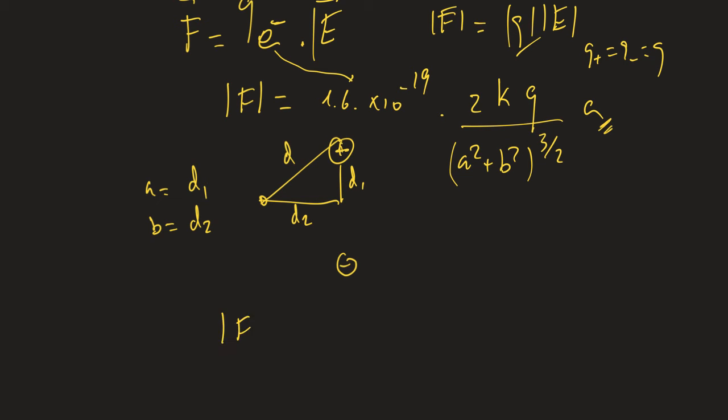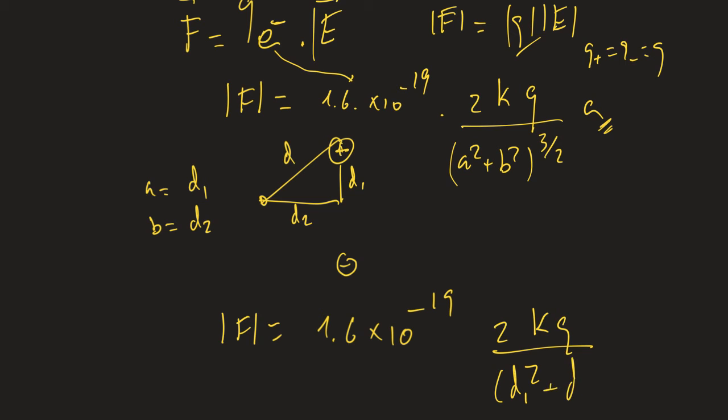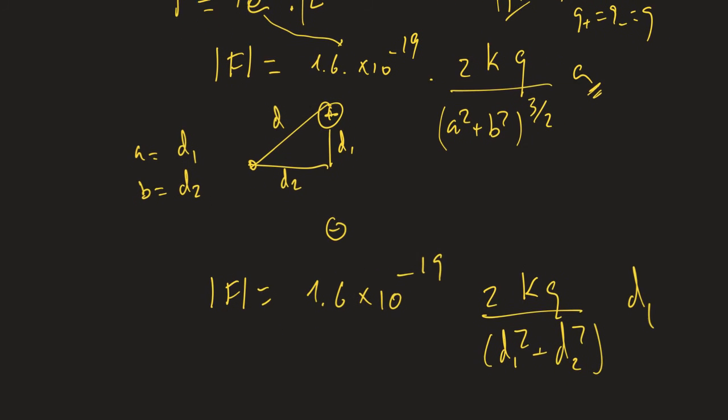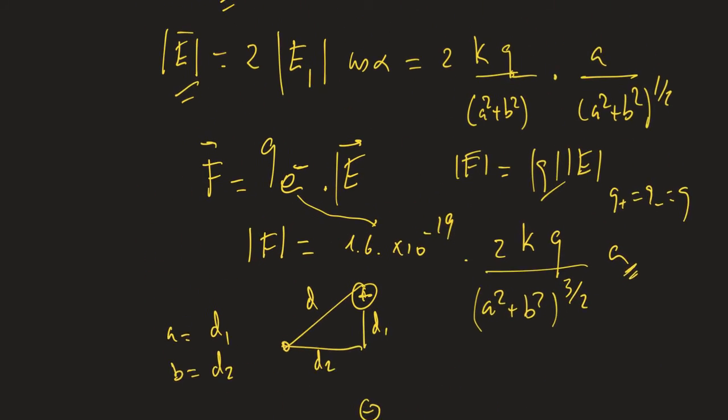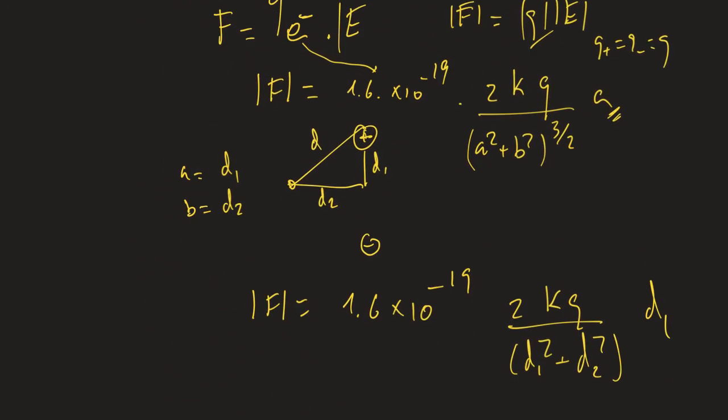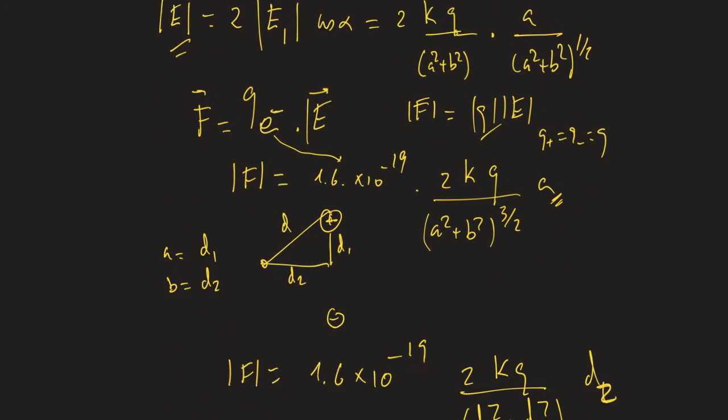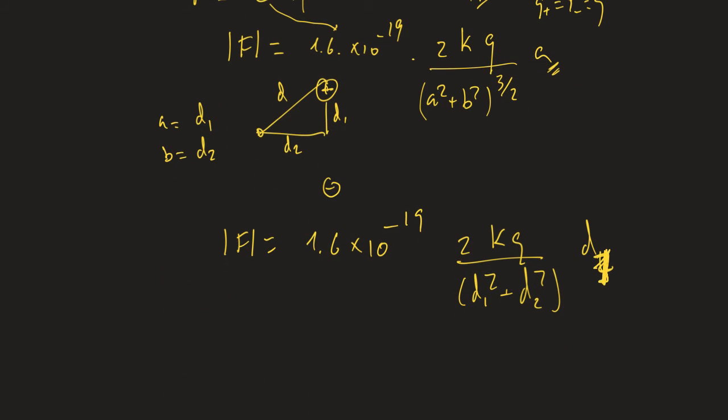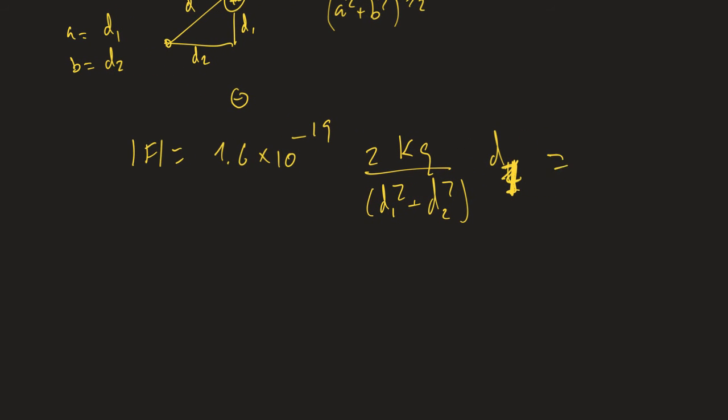Sorry. So the magnitude of the force is the charge of the electron that is placed at the point P, where the electrical field is E, and the total electrical field at the point P is 2 times K, Q divided by D1 squared plus D2 squared, multiplied by D1. Okay, we are clear, multiplied by this distance, D1. So this is the magnitude of the force.